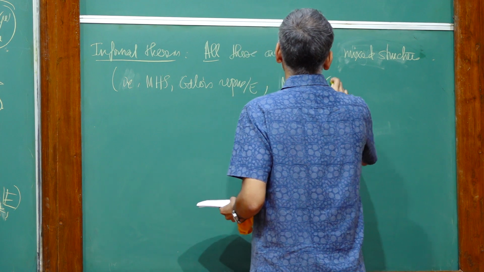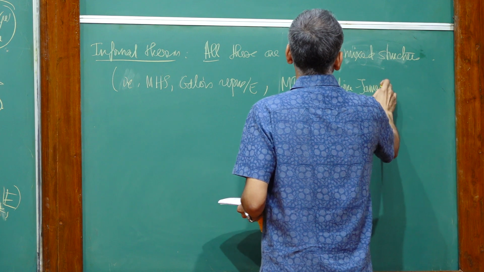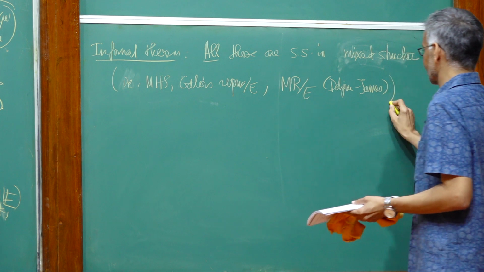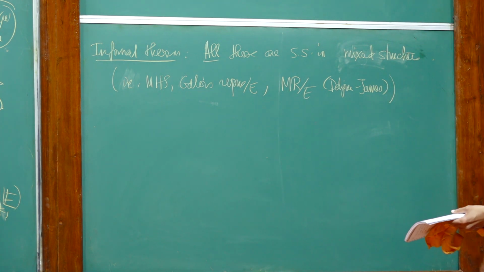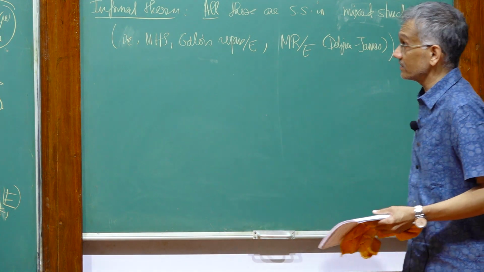This is Deligne's category of mixed, Deligne and Jannsen defined a category of mixed realizations, where basically it's a combination of these three and everything is tied together properly with isomorphisms. Okay, so this is an informal statement of the theorem. I'll give a more formal statement of the theorem.